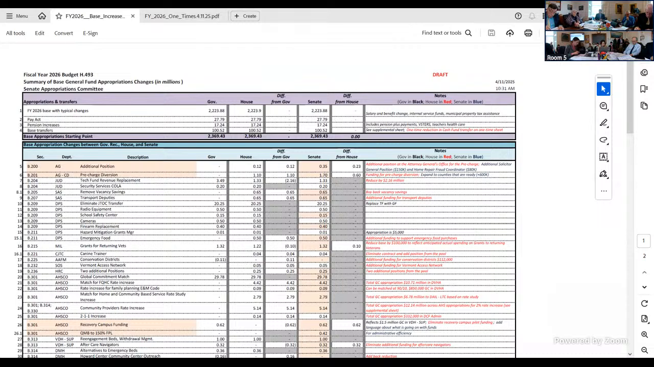Vermont Access Network funding was left open, as was the Human Rights Commission, 2 additional positions from the pool. The Global Commitment Match is just open because that's one of the last things that we close, based on any changes that happen within Global Commitment match needs through the end.